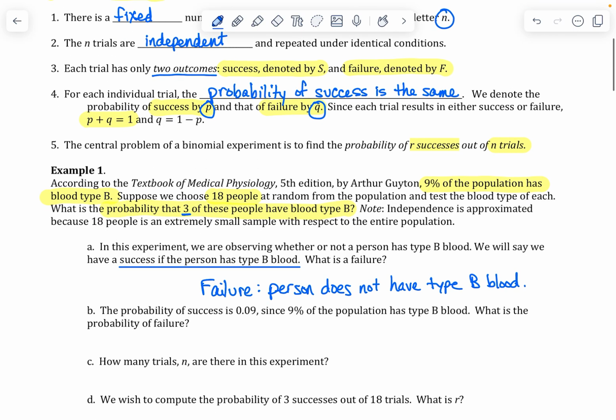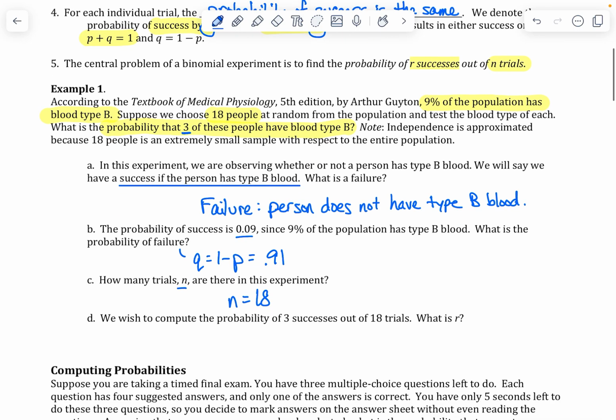So the probability of success is 9%, right? We talked about that. So what is the probability of failure? We call that Q. And of course, that's 1 minus P, or 91%. All right, pretty straightforward. How many trials are there? We said that at the beginning. There are 18 people selected, so there are 18 trials. So we want to know the probability that 3 successes exist.